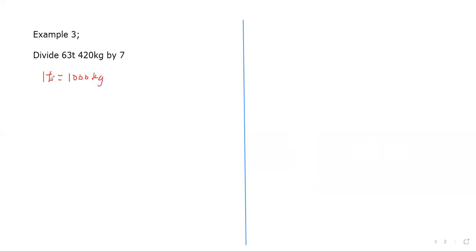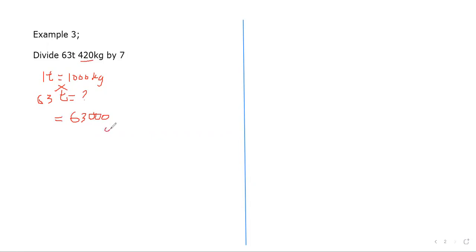Then I'm going to ask myself, what about 63 tons? Allow me to write this properly. So I've written 63 here, and I'm going to multiply. 63 multiplied by 1,000 is equal to 63,000 kilograms. So with this 63,000, I need to add this 420 to it.